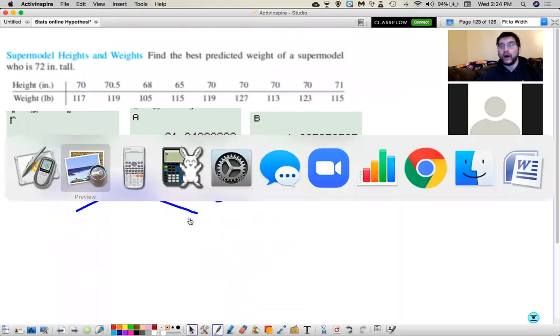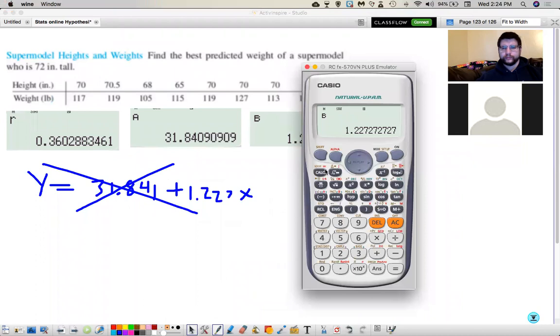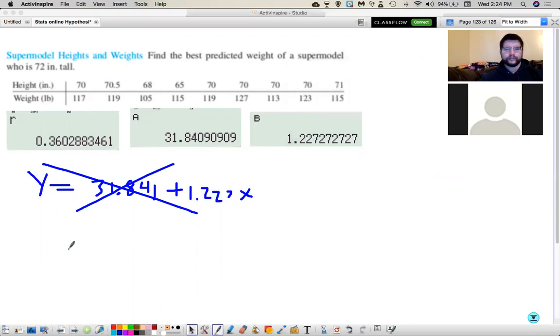Instead, we're going to use Y bar. I'm going to go to my variables, maybe. Yeah, number 5. Y bar is 117. So the best predicted weight would be 117. If the correlation coefficient was greater than 0.666, we'd plug in 72 into this equation, see what it popped out with. But that isn't good enough. So we just use the average of the weight, Y bar.